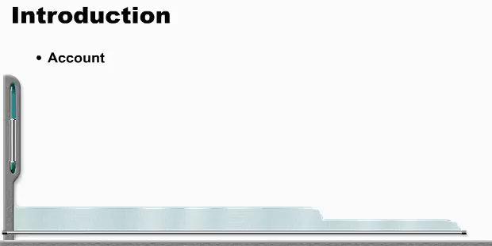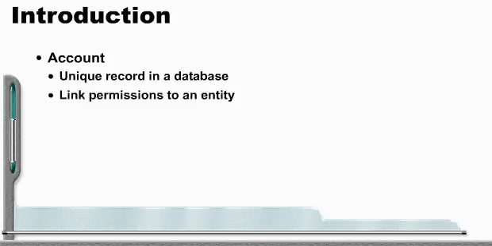Finally, the word account. What does it really mean to have an account on a system or on a network? Really, we're talking about a unique record in a database, something that just specifies you as an entity. Typically, we use a common name for this, but we also, many times, have a specific number or identifier. And again, the purpose of an account is to link your permissions or the permissions of a resource to an entity, whether it's a user or some other type of resource.